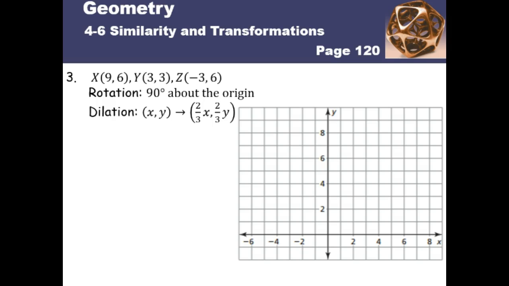Alright, number 3, we have this triangle, so we have to draw this triangle. And then we're going to rotate it 90 degrees about the origin, and then we're going to do a dilation of 2/3. Okay, so let's plot the first point. So (9, 6) is right there, and that is X. And then Y is (3, 3).